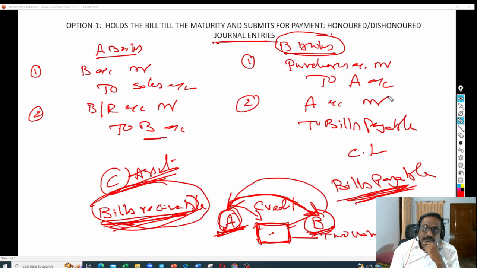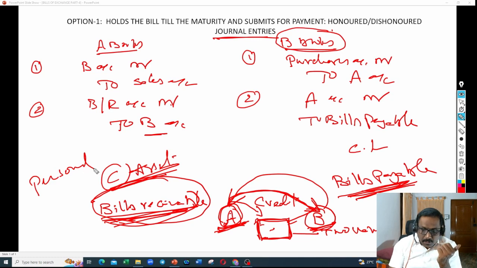Are you getting my point? So A account debit to bills receivable account, and B will write bills payable account credit to B. So these are the two entries. These two people will be posting it. Next, moving on to the next point. So I need to clean it up. These entries also will go off. Let us move on to the next point.